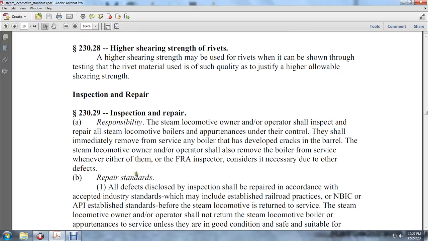Repair standards. All defects disclosed in the inspection shall be repaired in accordance with accepted industry standards, which may be established by railroad practice, the NBIC, or the API, before the steam locomotive is returned to service.